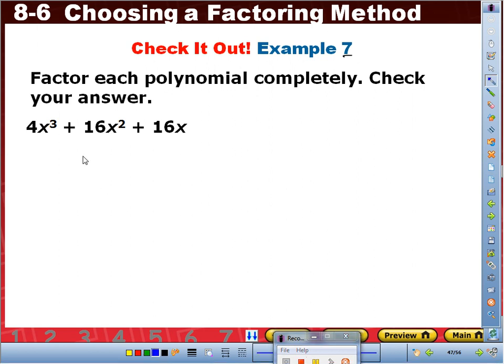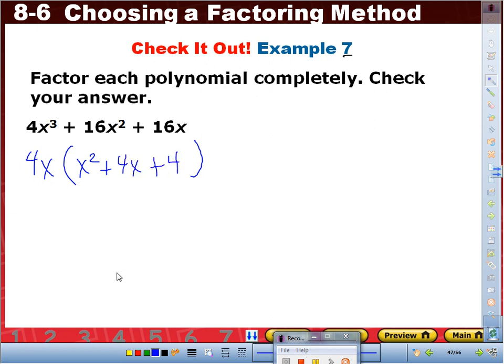So, step 1, GCF. What is GCF, everyone? 4x. And we're left with x squared plus 4x plus 4. Are we there so far? Step 2, check for patterns. Let's see. I'm going to check, since it's a trinomial, to see if it's a perfect square trinomial. Can I take the square root of the first? Yes. Square root of the last? Yes. So far so good.